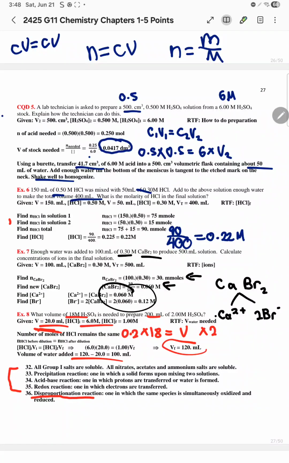a disproportionation reaction, which is one where the same species is getting oxidized and reduced at the same time. You're going to say, what's the difference from redox? You always have things getting oxidized and reduced in redox. Yes, but here it's the same species. Like, let's say you had Na. Na is being reduced and oxidized at the same time.